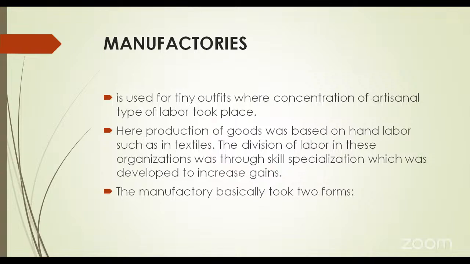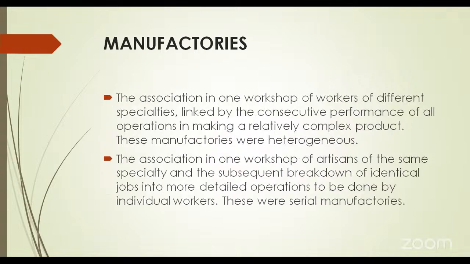The manufacturing basically took two forms: association in one workshop of workers in different specialities, linked by consecutive performance, making relatively complex products. What after the industrial revolution was called a factory, where there was a factory line or a production line. Here there was no production line because these were early days. And the second was association in a workshop of artisans of the same specialty, and subsequent breakdown of identical jobs, both precursors to the factory system.